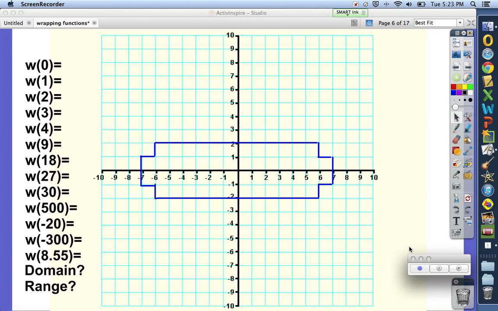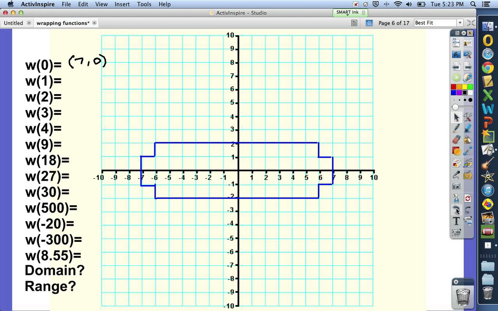With the second wrapping functions video, wrapping 2, in this video I'll just take you through this example and that'll be it. Once again, as stated in wrapping functions 1, the starting point of every wrap that we do will be the right hand side of the object where it meets the positive x-axis. So our starting point here in this particular problem is going to be at (7, 0).